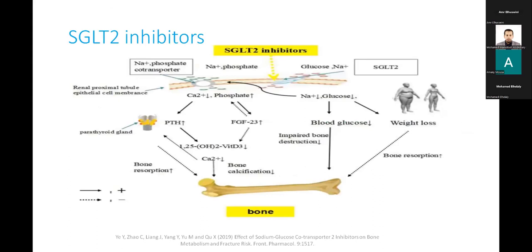SGLT2 inhibitors are well known today for their renal protective and cardioprotective effects, but they are accused of a possible association with high risk of fracture due to impairment of bone mineralization, which could happen with their use. At the same time, they are weight loss inducers. But at the same time, they have a good effect because of their high impact on blood glucose lowering. So the net result of these interactions is shown in different studies.